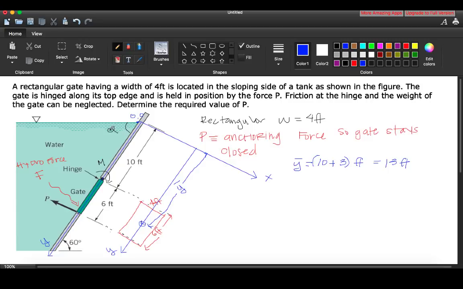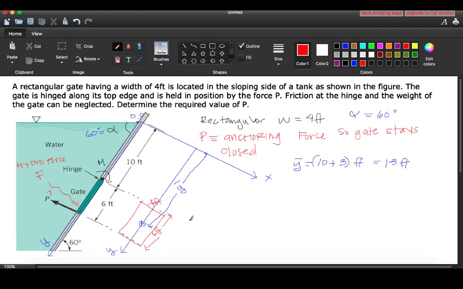What is this alpha? Well, alpha is going to be 60 degrees, right? Because here's our match. We have 60 here. That means we have 60 here. So this is going to be 60 degrees, okay? So we're given, let's write that down. Alpha is 60 degrees. Awesome. Okay. So what we're trying to do is determine the required value at P. So we're trying to figure out what P is.